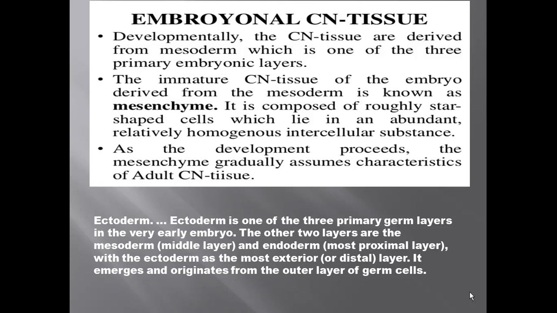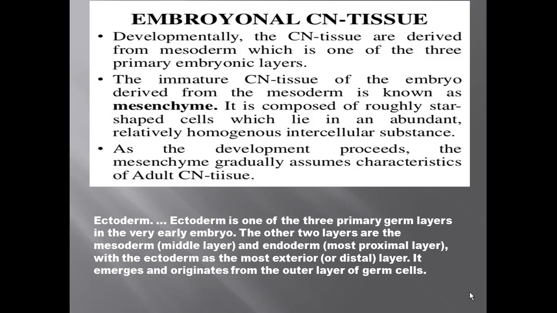Now we go to embryonal connective tissue. Developmentally, that's derived from mesoderm, and we know mesoderm is one layer of the primary embryonic layers. I wrote here a note in white color just to explain what it means that we have three primary embryonic layers. I will explain from center to outer. From the center we start with endoderm, which is the most proximal layer, then the middle layer is mesoderm, and the most exterior or outer layer is called ectoderm.